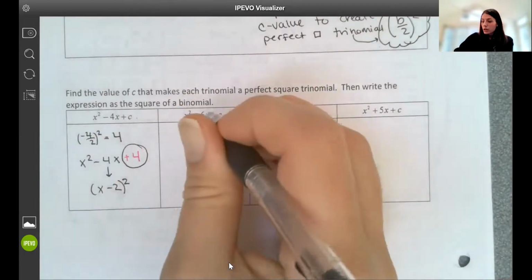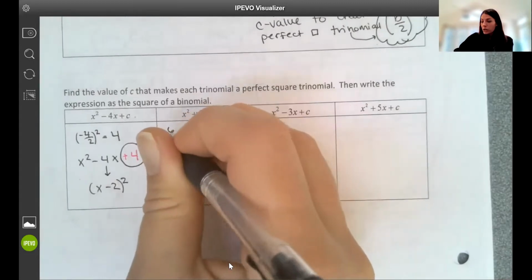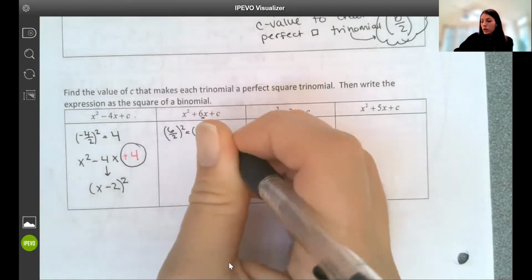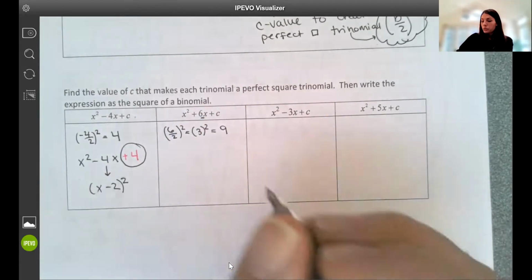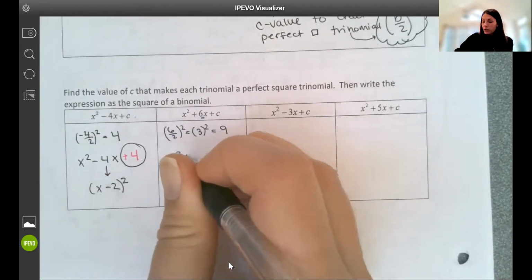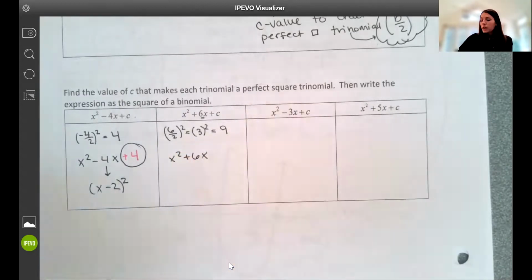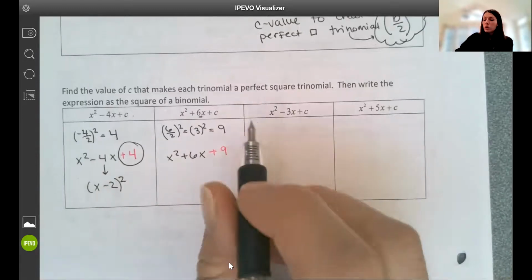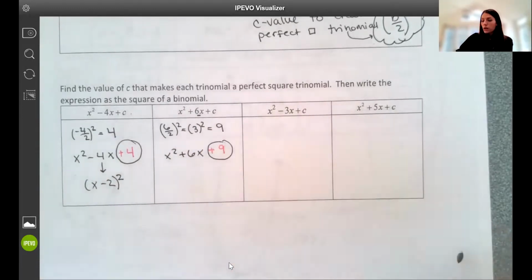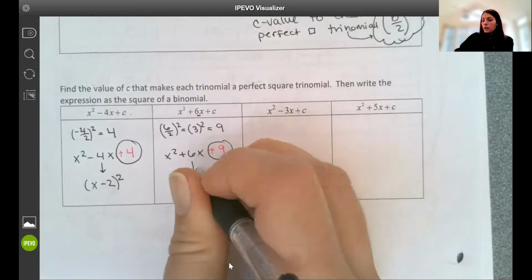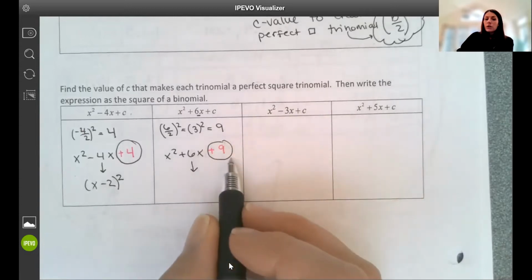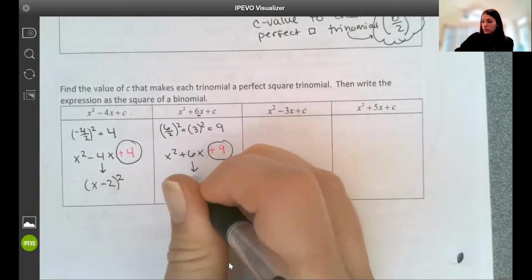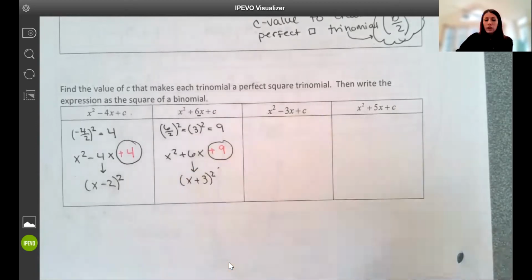On our next one, again, we look at our B value. So 6 over 2 squared, or 3 squared, gives me 9. So to complete the square, I'd have x squared plus 6x, and I'd add a 9 on, and that would create the perfect square trinomial. So here's the C value that I want. And then we know that these perfect square trinomials factor into the same parenthesis twice. This would be x plus 3 squared if I factored it.